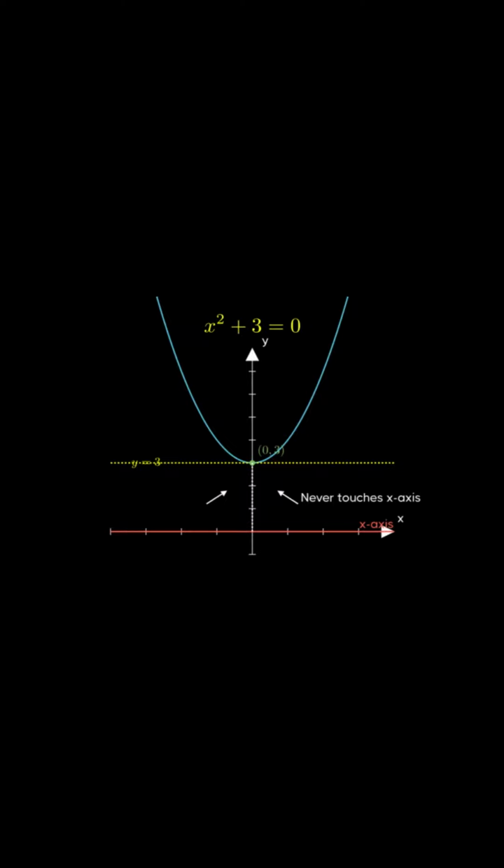Since x squared must equal negative 3, and no real number squared can ever be negative, the equation x squared plus 3 equals 0 has no real number solutions. To solve quadratic equations like this one, we need to extend our number system beyond the real numbers. This is where complex numbers become necessary.